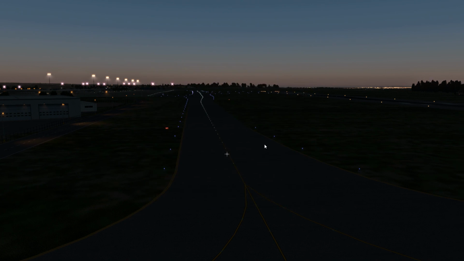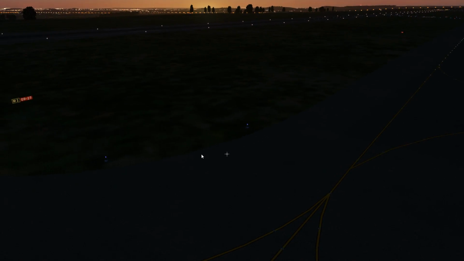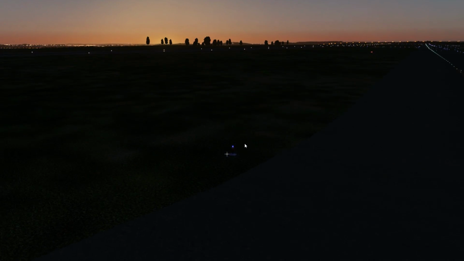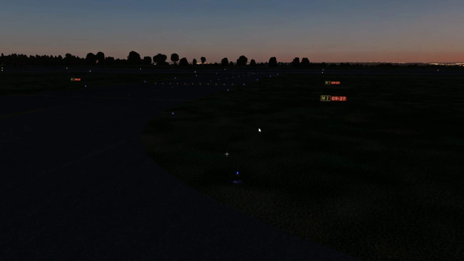Okay, so we've got the edge lighting right here. These are called the edge lights. Very, very simple. These are the same all around the world. So you have these blue lights that will mark the edge. The lights you need to get used to are red lights, orange lights, white lights, green lights, and blue lights. You've got 5 lights that you're going to need to get used to.